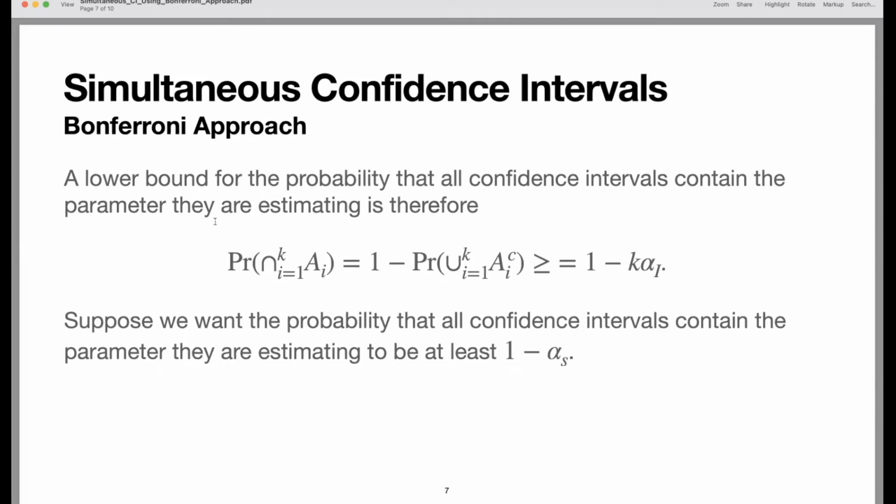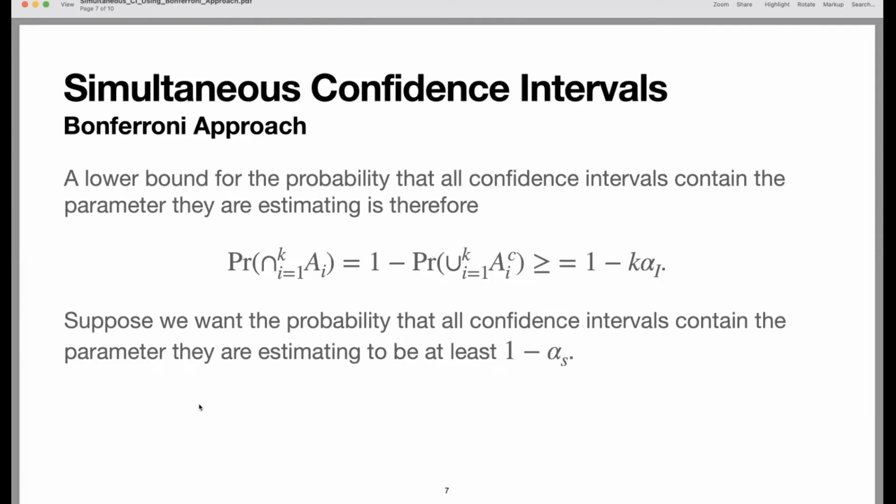So in other words, the probability that all of the intervals contain the parameter that they are estimating is greater than or equal to, and again, this is because of the Bonferroni inequality and moving some things around algebraically, at least 1 minus k times alpha sub I.